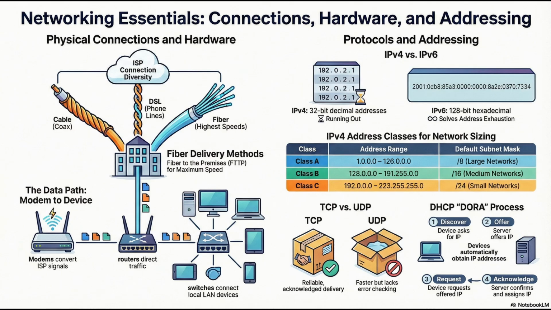Okay, let's talk about the one everyone wants. The gold standard. Fiber. Fiber optic. Yeah, this changes the game completely. Instead of sending electricity over copper wires, we're sending pulses of light through tiny strands of glass or plastic. And light is just faster?